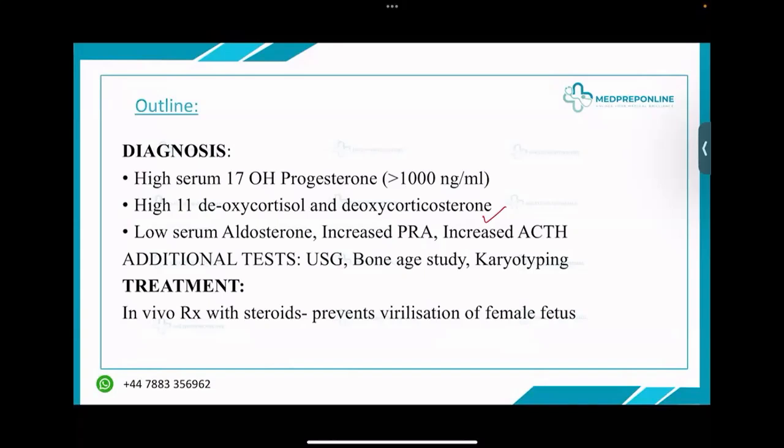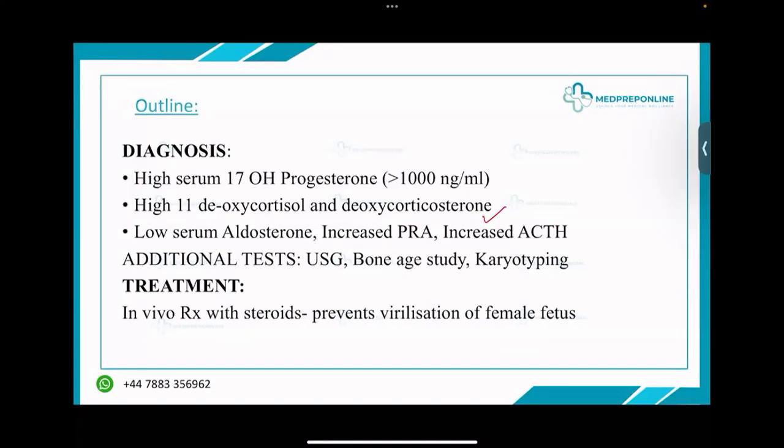Additional tests when you're evaluating a newborn, you would like to do an ultrasonography to look at any renal anomalies, or if there is coexistent uterine anomaly. You want to do a bone age study in case there is a feature of accelerated growth, as well as karyotyping of a fetus with ambiguous genitalia.